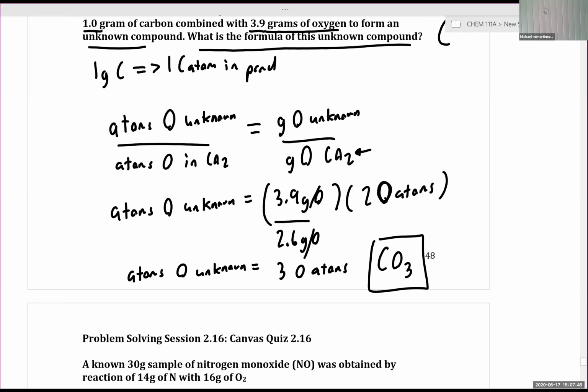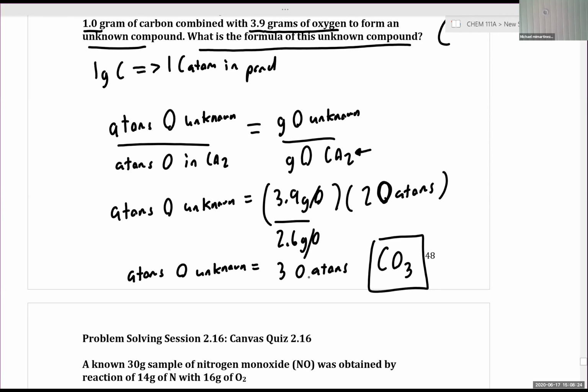So essentially what we're doing is we're comparing the mass of oxygen that reacted in these two experiments, and it's directly related to the atoms of oxygen that end up in our product. Since we know for carbon dioxide, to get 2 oxygen atoms in our product, it takes 2.6 grams of oxygen that reacts. So when 3.9 grams of oxygen reacts for this unknown compound, we in turn end up with 3 oxygen atoms in our product.